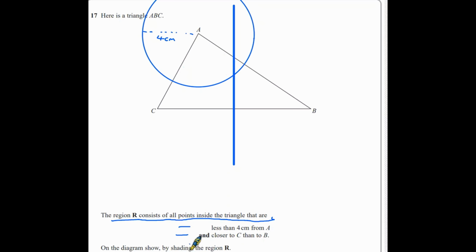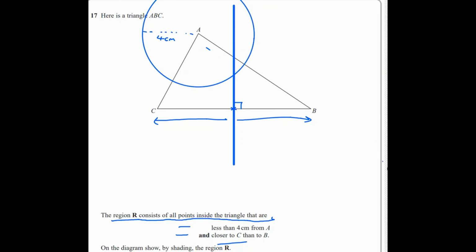However, we've got a second condition. It says and closer to C than B. So what I've done here is I've measured the distance C to B. I found a halfway point and I've drawn a perpendicular bisector. In other words, a line at 90 degrees to the line CB. This means that all the points that are closer to C than B are all the points that are in this part of the triangle. They are all nearer to C than they are to B because they're on the left hand side of this line.